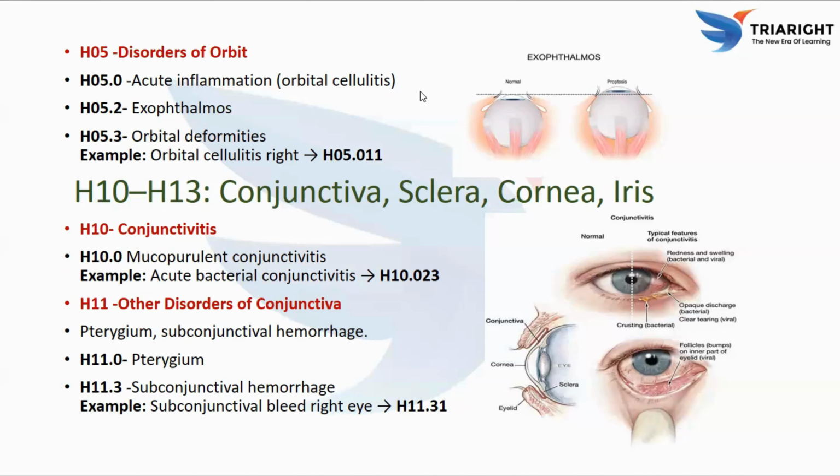So what are the clinical features? Painful swollen eyelids, redness, fever, restricted eye movements, and bulging of the eye. So an example is orbital cellulitis, right.